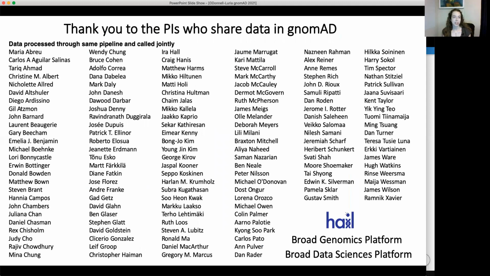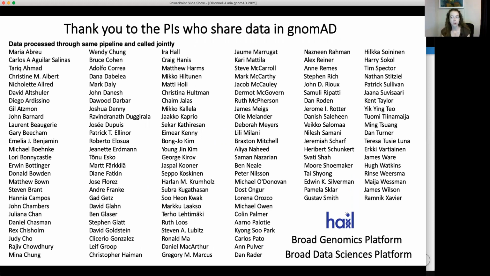Again, this is aggregation of data from existing studies. This is a list of most, probably not all, as there are constantly new data sets being added, of the PIs who share data in gnomAD, and you can check out our website for the most up-to-date list. The data, really importantly, is all brought into the Broad Institute. The variants are all mapped exactly the same way.